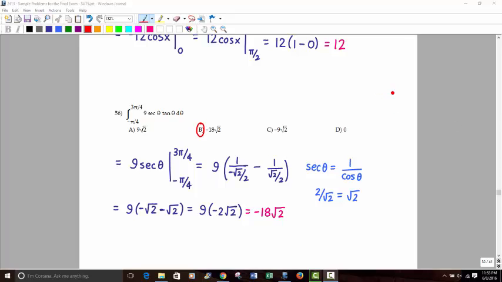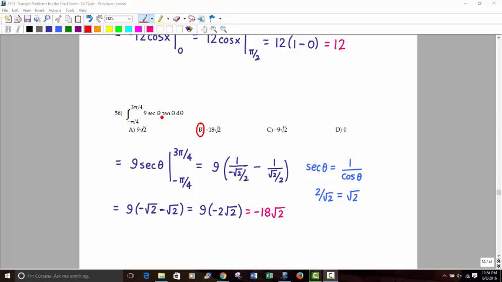Okay, number 56 is another definite integral. Now this problem, you need to know that the antiderivative of secant tangent is secant. Although technically you could convert this into sines and cosines and use substitution, it would be so much easier if you knew that it was secant.